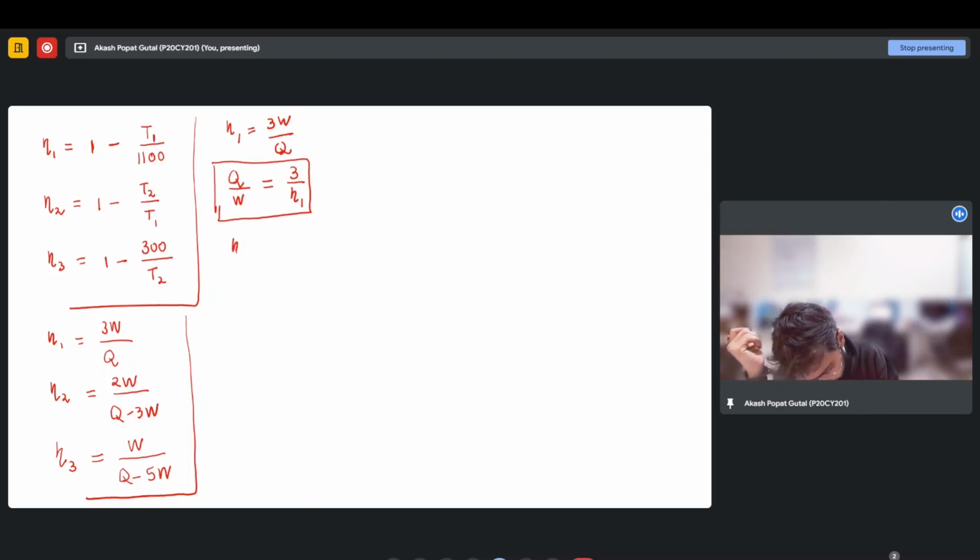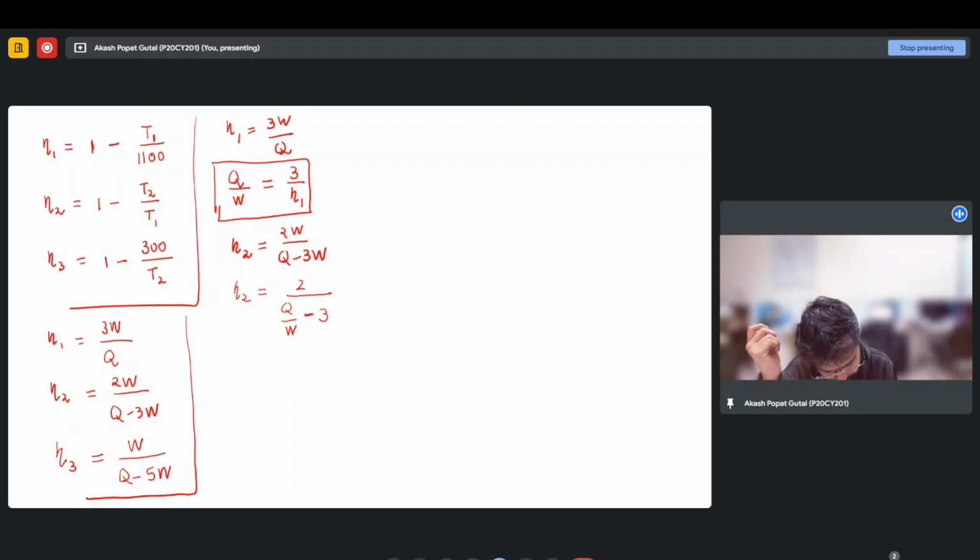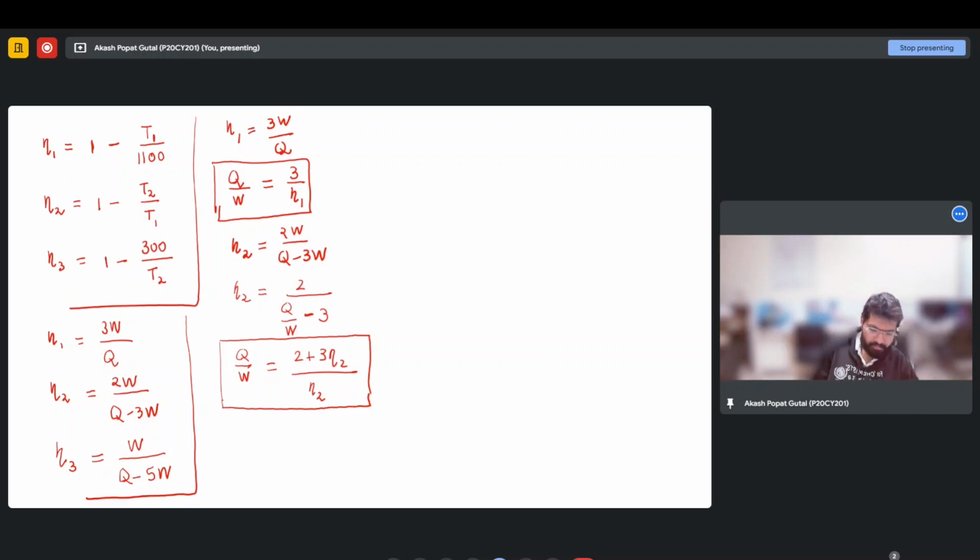The second will be eta 2. Eta 2 is 2W by Q minus 3W. We can divide by W, and we will have 2 divided by Q by W minus 3. And by rearranging, we will get Q by W is equal to 2 plus 3 eta 2 divided by eta 2. Fine.